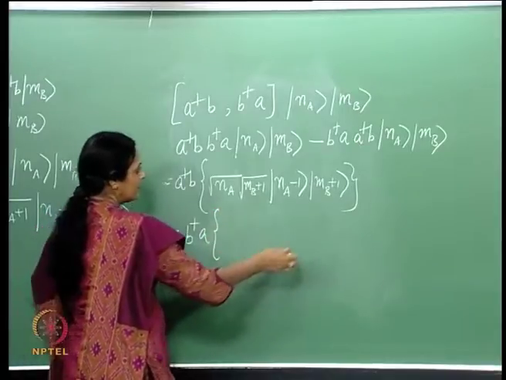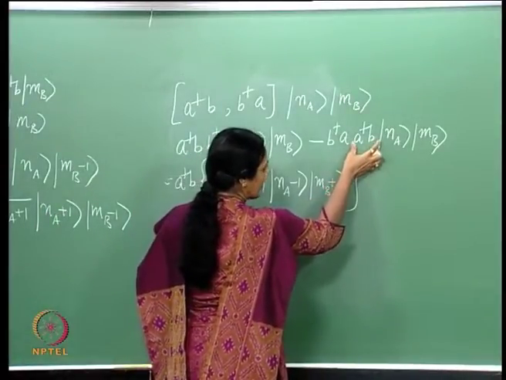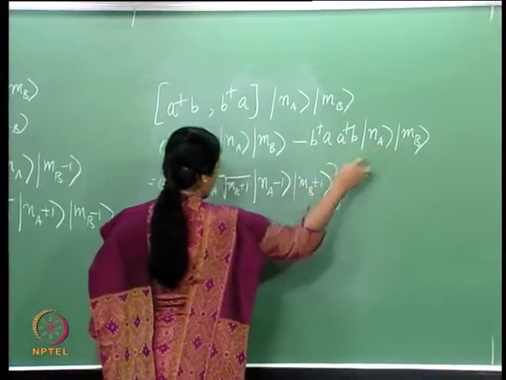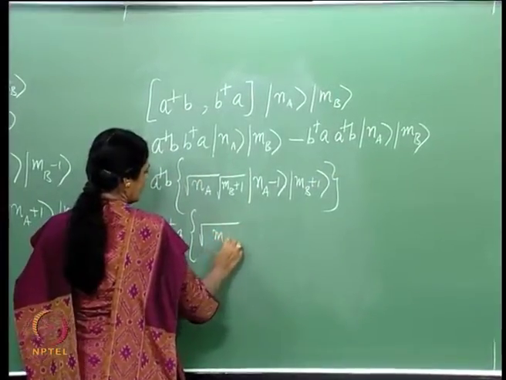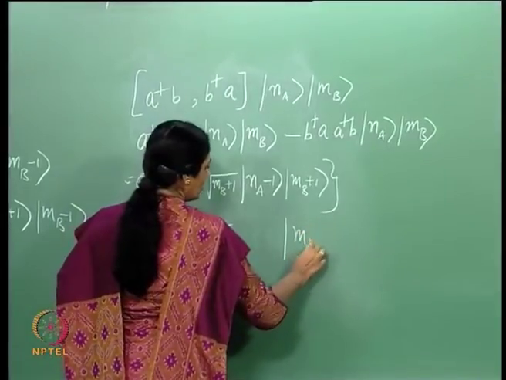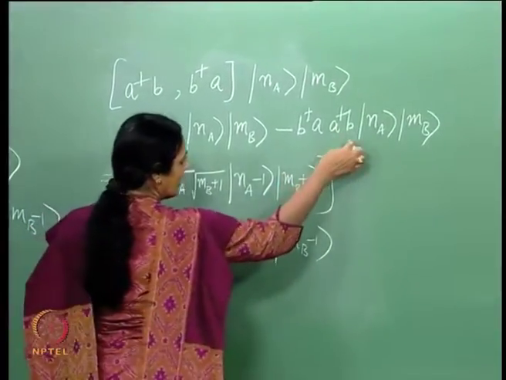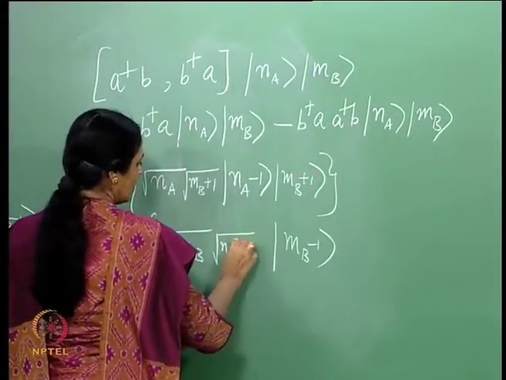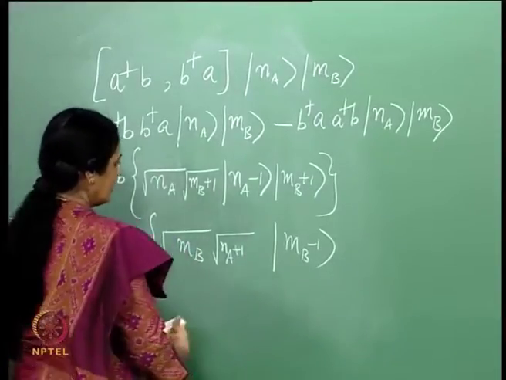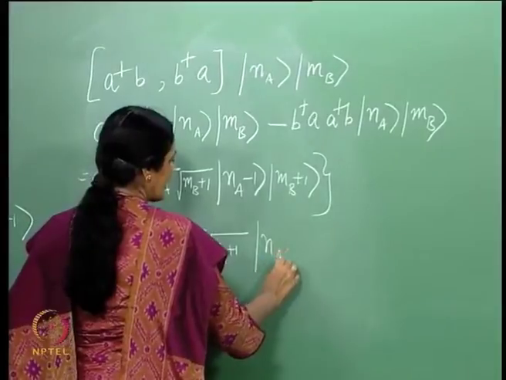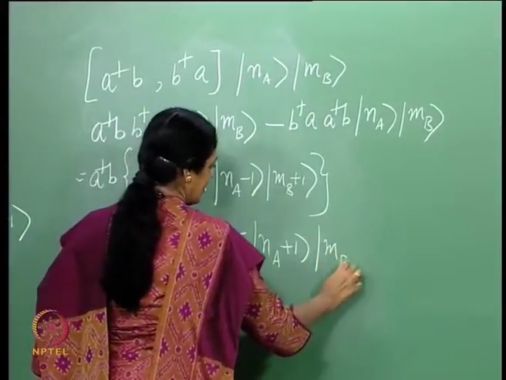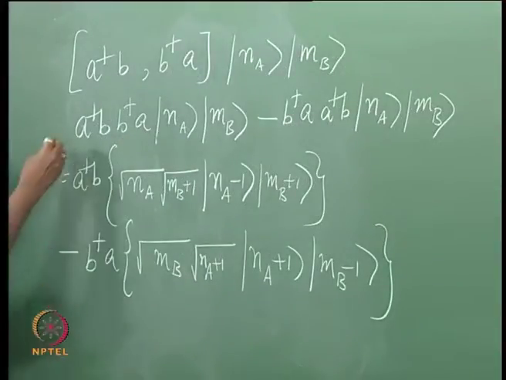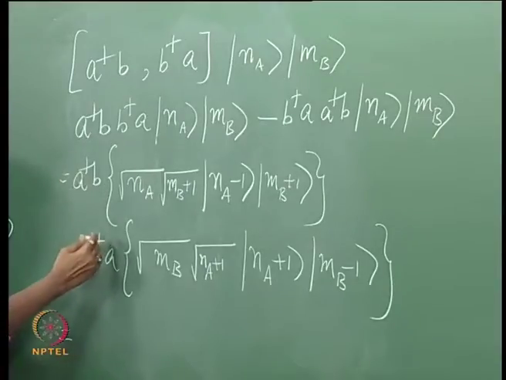Minus B dagger A, which acts on the net state A dagger B ket Na ket Mb. So, once more, when B acts on Mb, it pulls out root Mb, lowering the state to Mb minus 1, leaving Na untouched, and when A dagger acts on Na, it takes it to root Na plus 1, and the state label is raised by 1. So, this is how the commutator expands. So, let me proceed and complete the simplification.